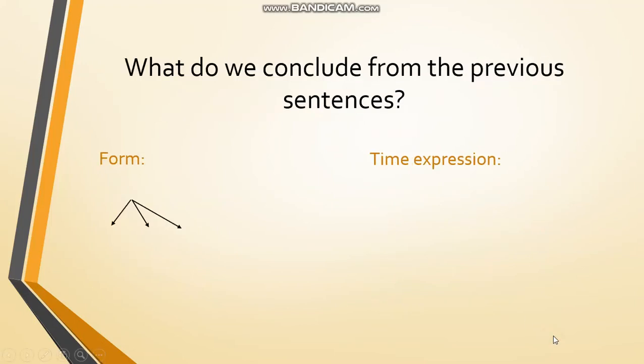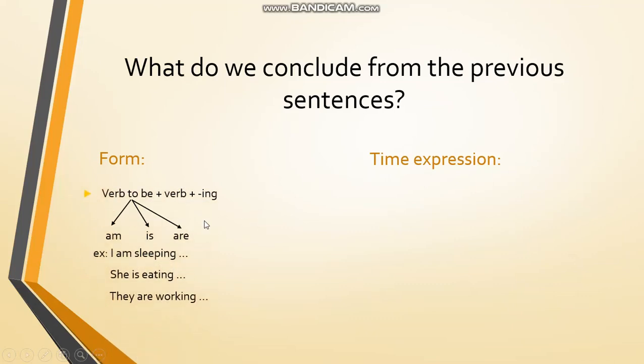So what do we conclude from the previous sentences? Of course, we concluded the form and we concluded the time expression. The form is verb to be plus verb plus ing. The verb to be is am, is, are. I am sleeping, she is eating, they are working. Am is for I, is for singular, he, she, it, and are is for plural, they, we, you, and so on.